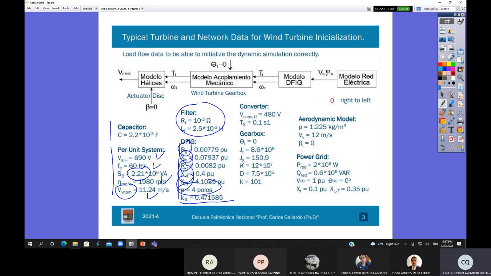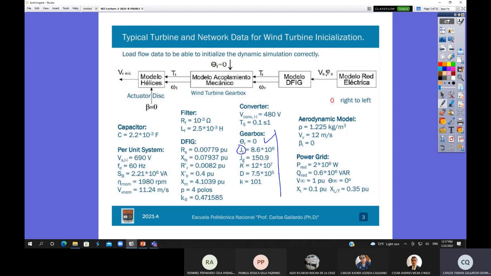And then I will have here my converter. For the converter, the line-to-line voltage is 480 volts, and this is the time constant, okay? This is the data for the gearbox. In the beginning, I will have the turbine angle equal to 0. This is the inertia, the turbine inertia. This is the inertia of the generator.